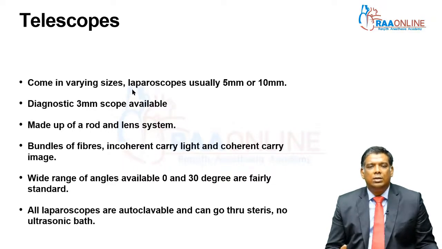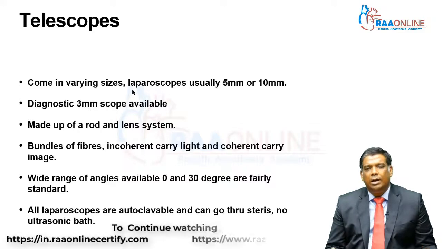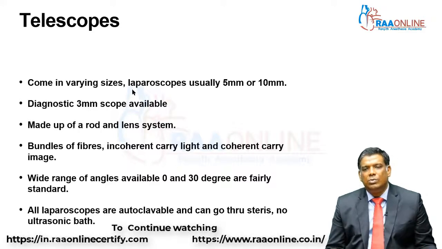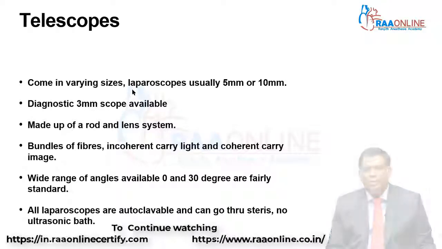All our telescopes follow a rod and lens system discovered by Professor Hopkins, a physicist who dealt with light in the US. This was way back in the 50s, around 1953. He invented the rod and lens system.